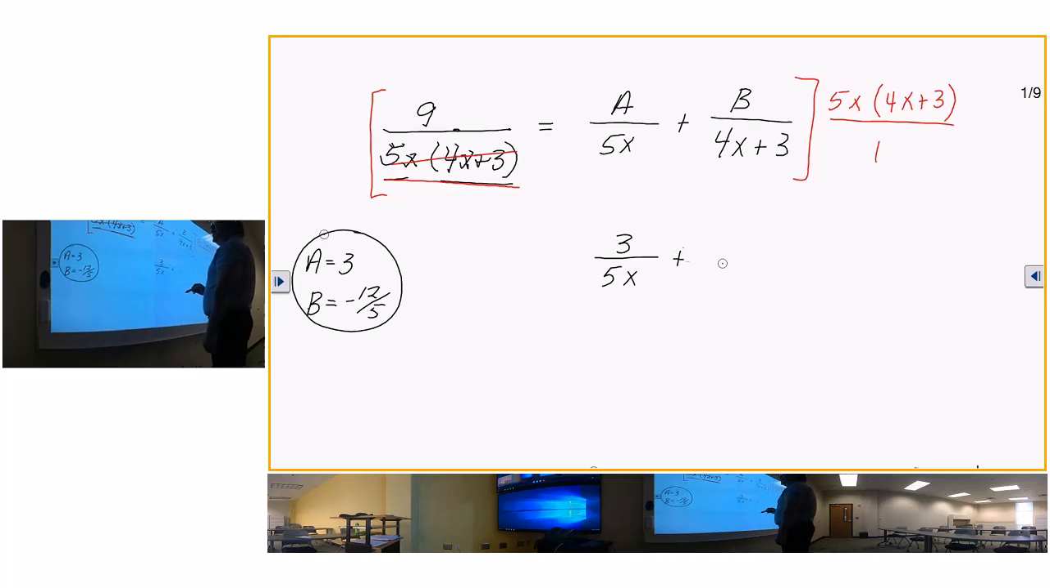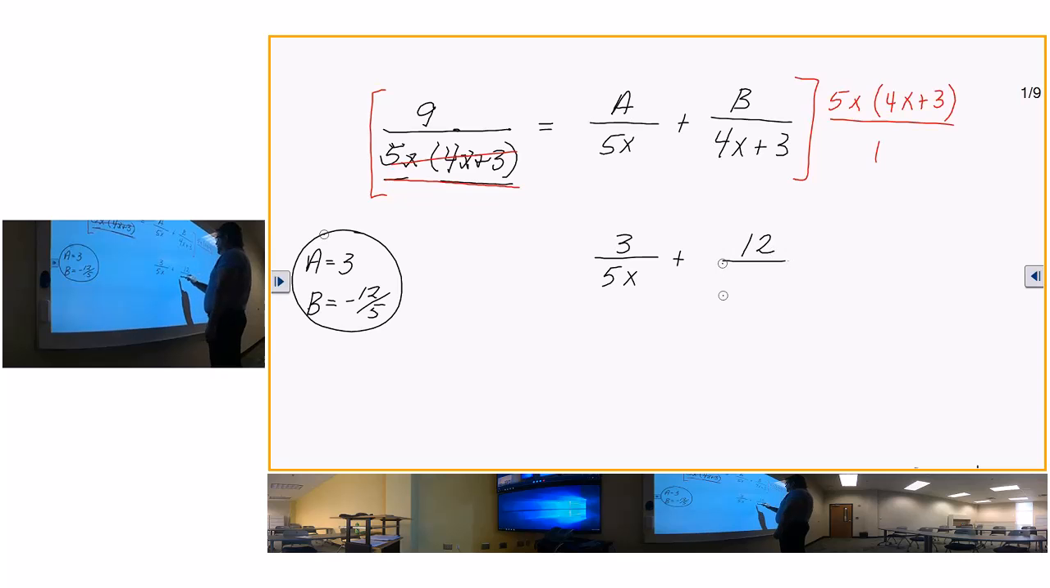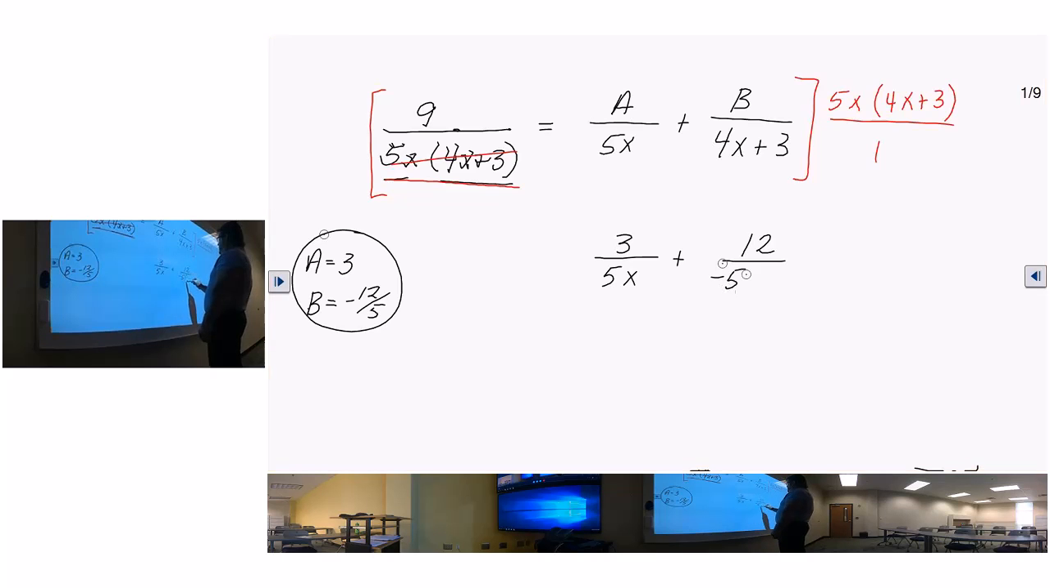plus, and I'm going to put the 12 on the top and the negative on the bottom, or the negative, it doesn't matter because it's going to change this to a negative, but I'm just going to put it on the bottom. Negative 5 times 4x plus 3.